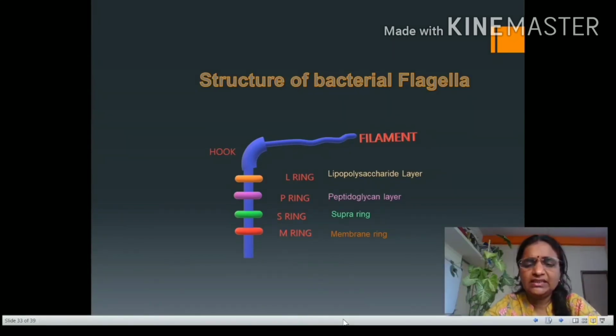Now let us see how this basal body gives the function of motility to the bacterial cell. Among this basal body, the S and M rings are the rotors. There are a number of different mechanisms explaining how these S and M rings give motility to the filament.